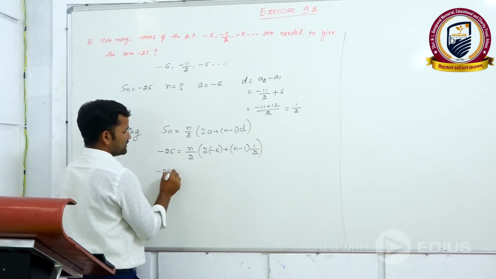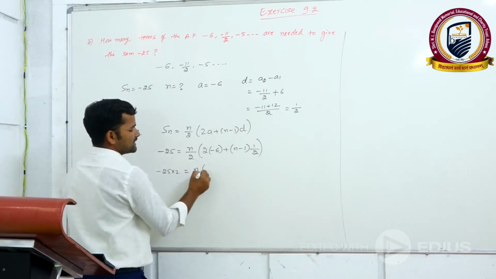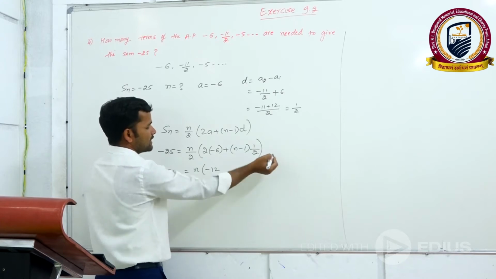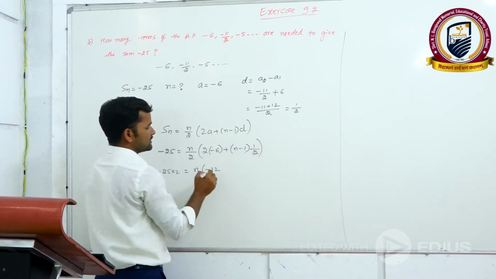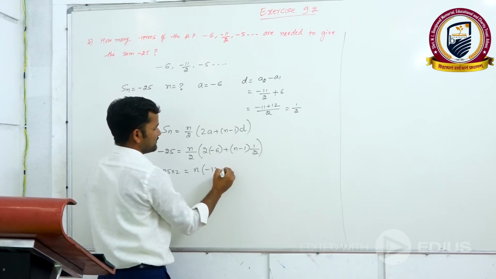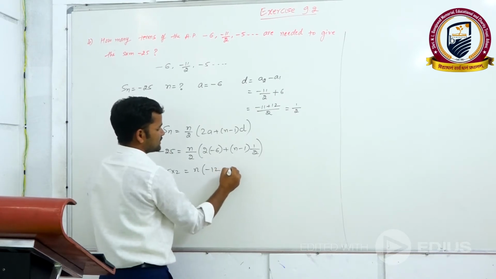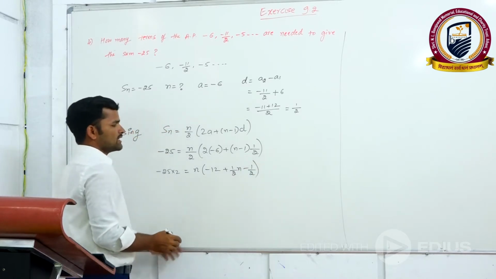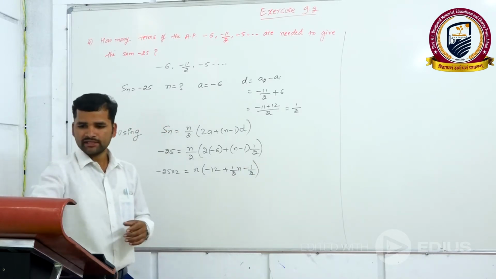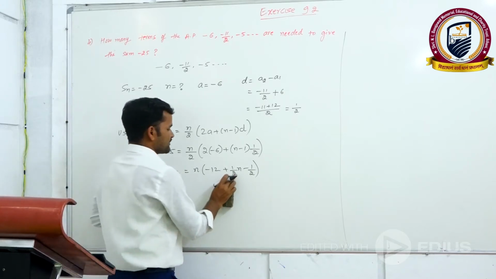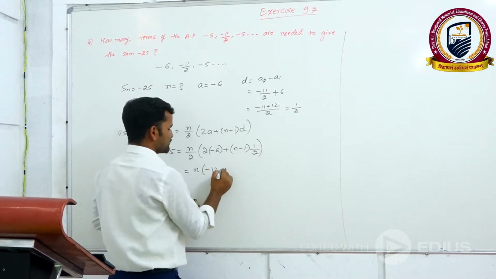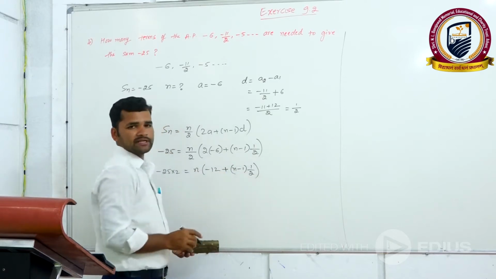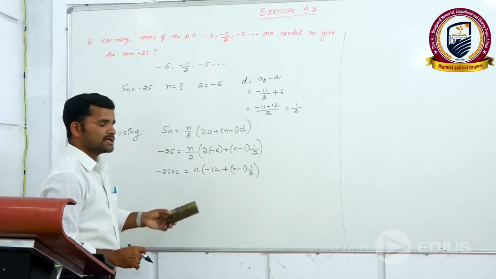Minus 25 into 2, which is equal to n into 2 into minus 6 is minus 12, and 2 also we can multiply, means 1 by 2 also we can multiply if you want. That is nothing but 1 by 2n minus 1 by 2, like this. If you multiply like this, it may lead to the difficult part. Simplification may become difficult. So what we do, plus of n minus 1 into 1 by 2. 1 by 2 we will take common here. If you take 1 by 2 common, it may become simple.